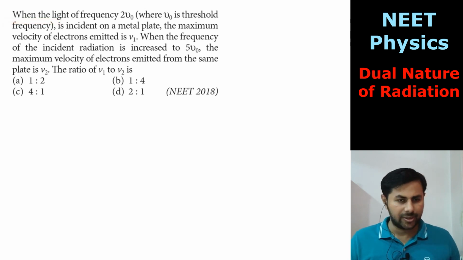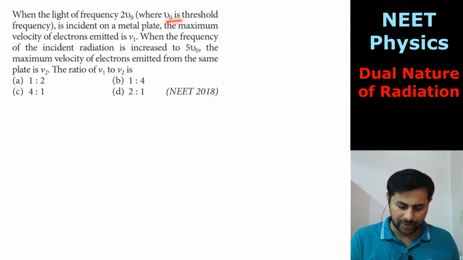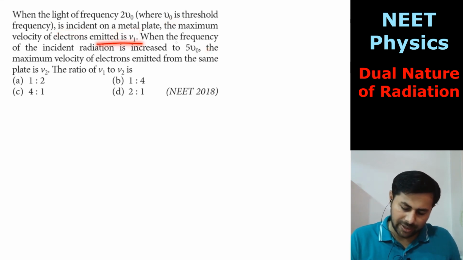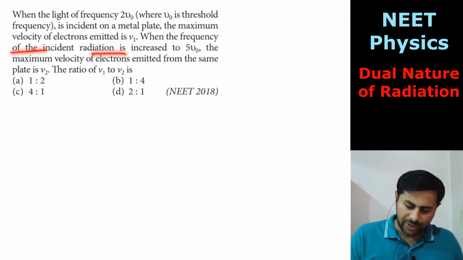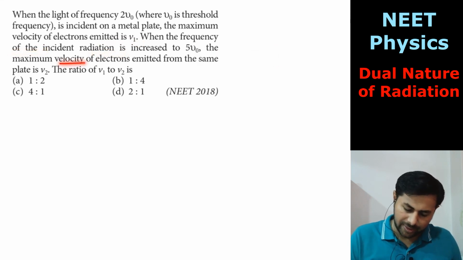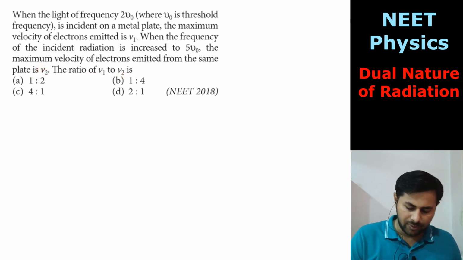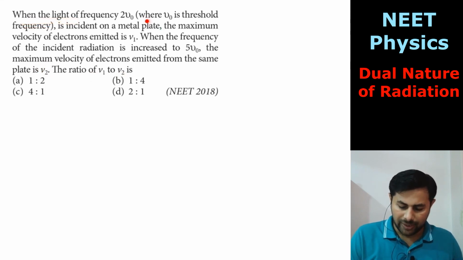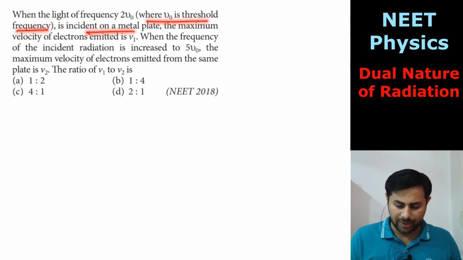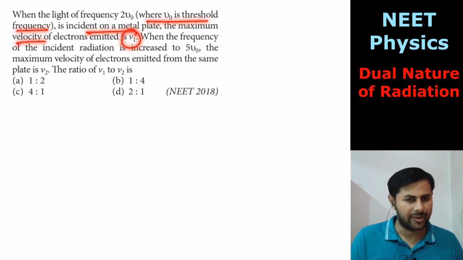When light of frequency 2 nu naught, where nu naught is the threshold frequency, is incident on a metal plate, the maximum velocity of electrons emitted is V1. When the frequency of incident radiation is increased to 5 nu naught, the maximum velocity of electrons emitted from the same plate is V2. The ratio of V1 to V2 is?